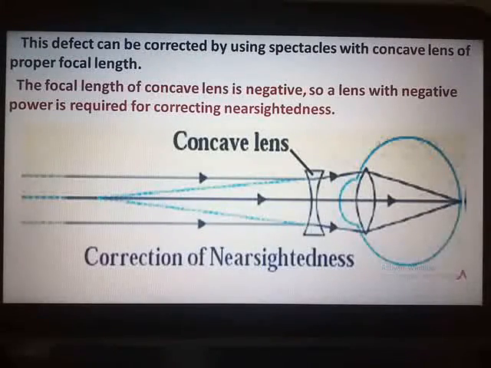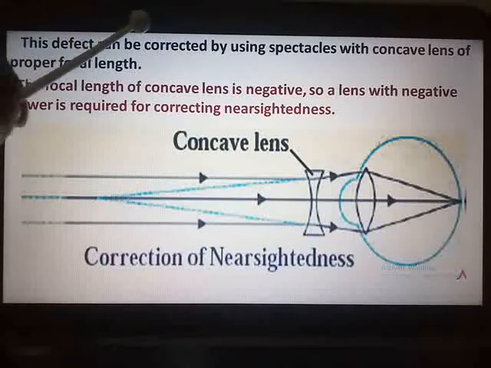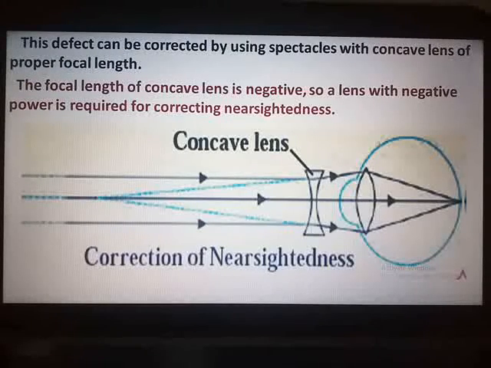Now this defect can be corrected by using spectacles with concave lens of proper focal length. Remember this topic very clearly, slight confusion can be there. So myopia, concave lens; ahead you will study about hypermetropia, then it will be convex lens. So it can be corrected. If you use the word cured, you will lose the marks. The defect can be corrected by using the spectacles, because once you keep the spectacles aside, the image of the objects becomes blurred. So this defect can be corrected.